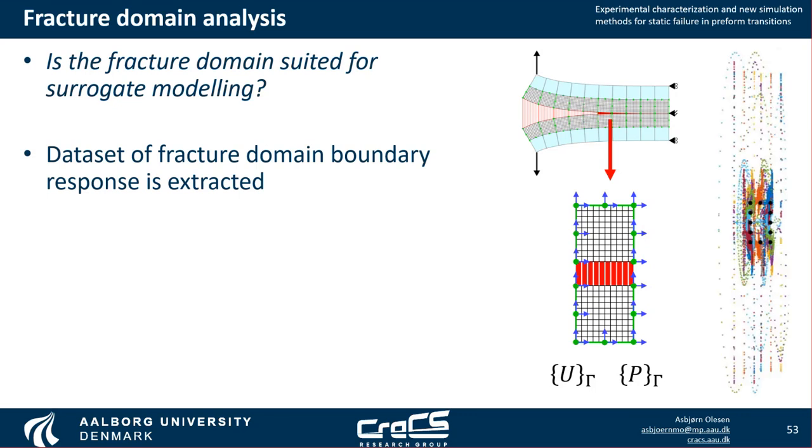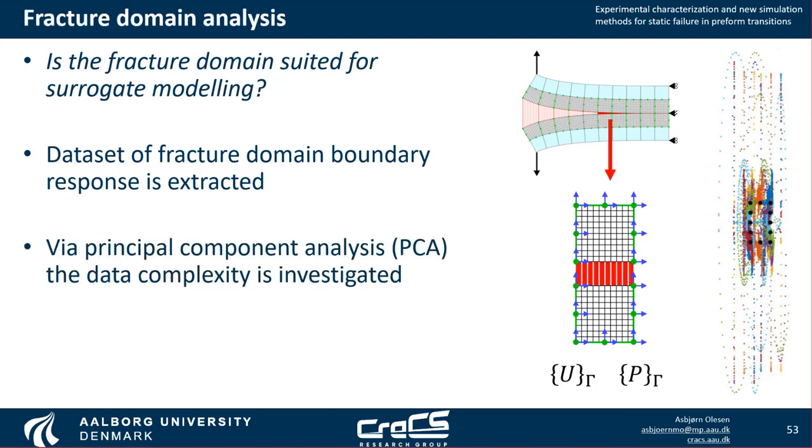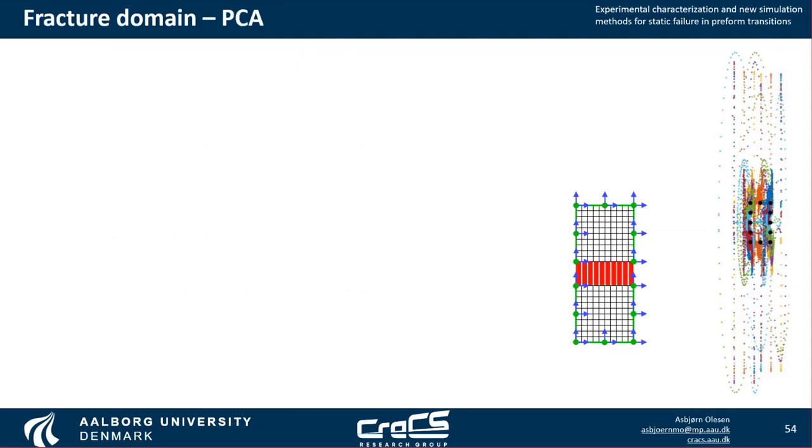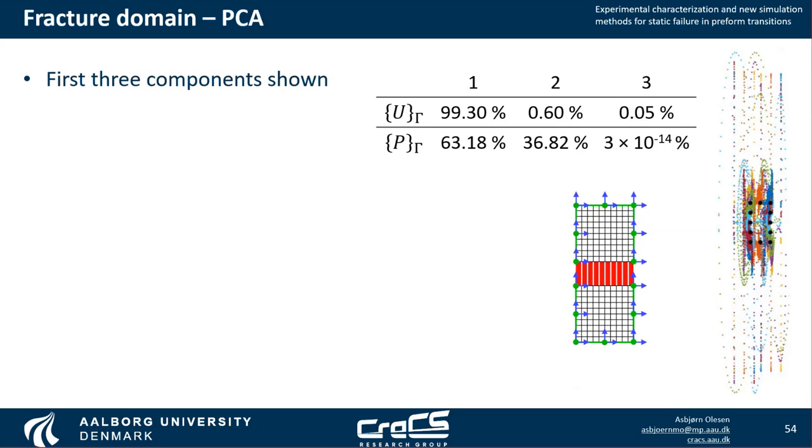The output of this, here we see the displacement states, all of the displacement states captured for a fracture domain, and you might be able to see the fracture domain as the black degrees of freedom, the black dots in here. To investigate it, we use principal component analysis to determine the complexity. And what we get from this study is we can see how much of the variance in the data is explained by the principal components. Getting right into the results, here we see the first three of the most important principal components found.